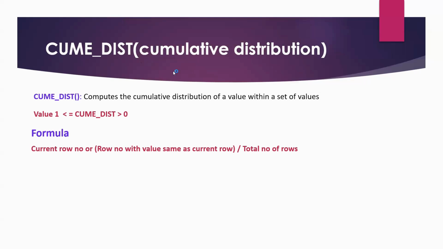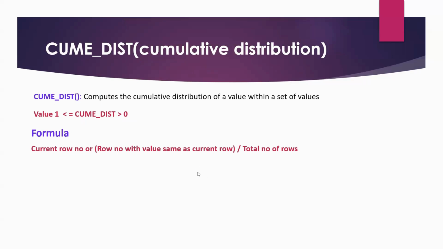Cume_dist stands for cumulative distribution. The name itself suggests it helps to compute the cumulative distribution of a value within a set of values, which always provides a value ranging between 0 to 1. This is the formula of cumulative distribution: current row number, or row number with value same as current row, divided by total number of rows.